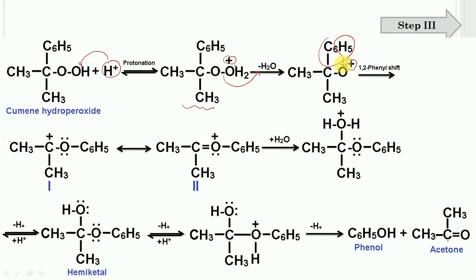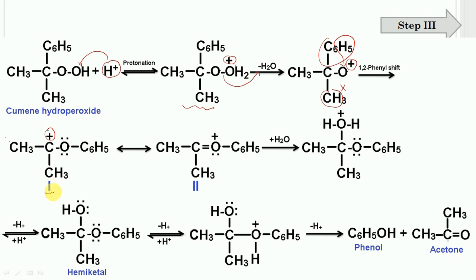In the next step, the phenyl group will undergo migration from this carbon to this carbon. The migratory aptitude of the phenyl group is greater than that of a methyl group, so instead of this methyl, this phenyl group only undergoes migration. So it is also called a 1,2 phenyl shift. So it will give this intermediate which has an electron deficient carbon. Now the positive charge will appear on this carbon, and this carbocation is stabilized by resonance.